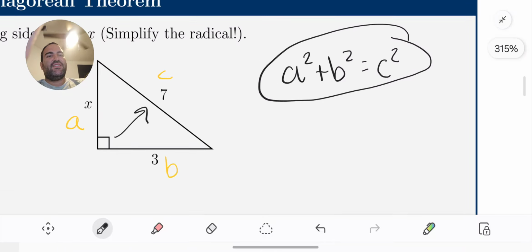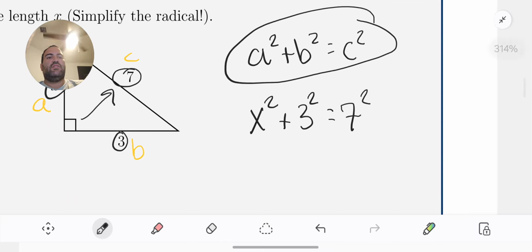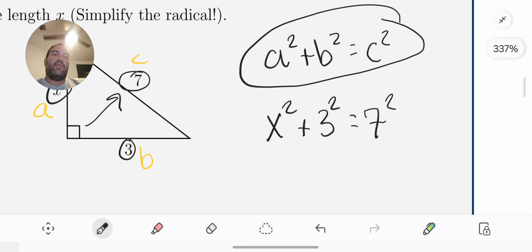Okay, so let's do this. So we got a squared, which is x squared. B is 3, so 3 squared. C is 7. Nice. That was, I wouldn't say the hardest part, but that was the tricky part.